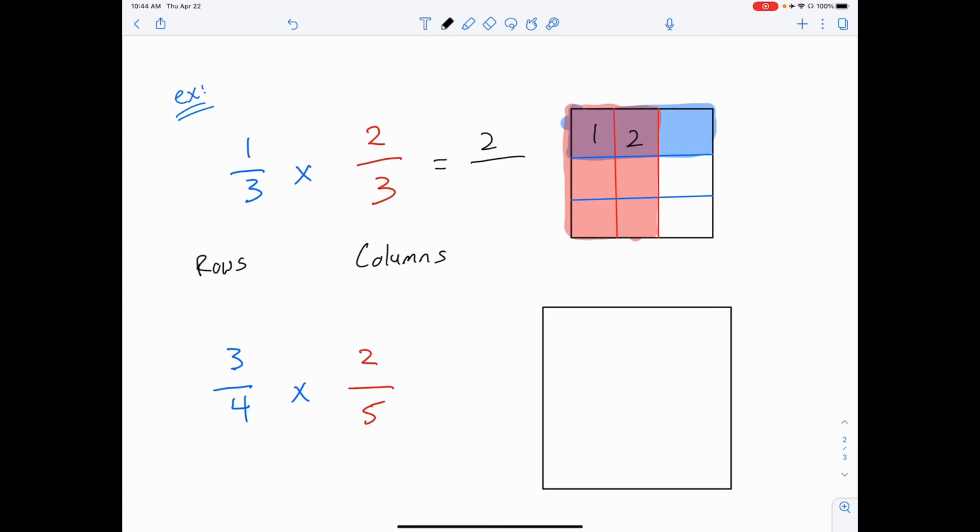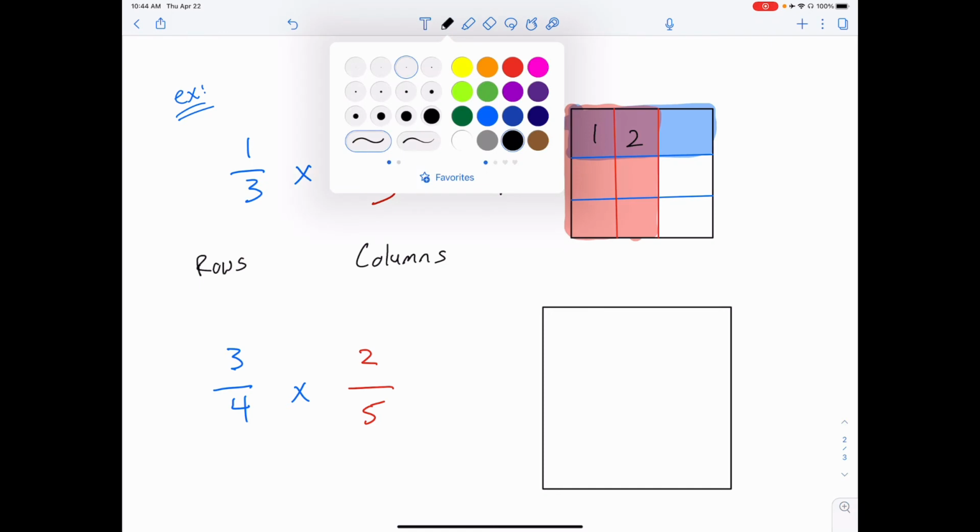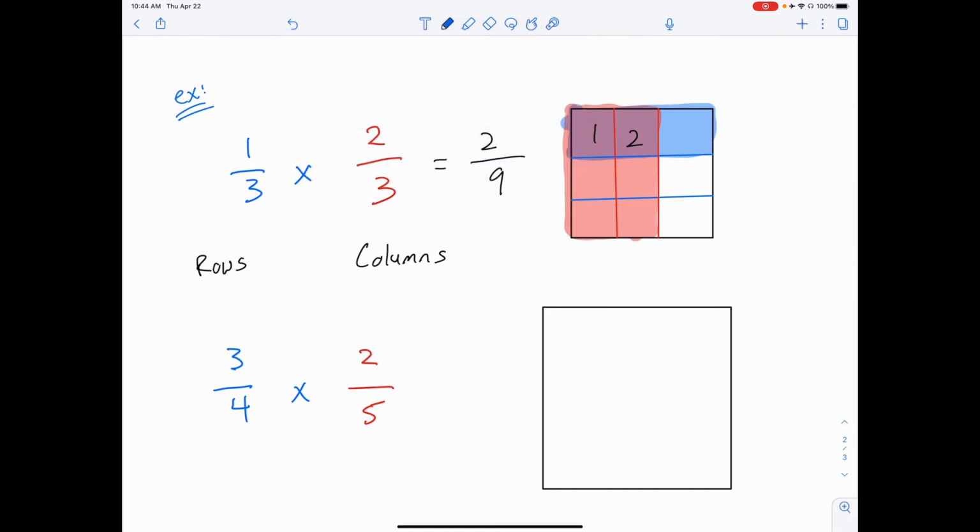Out of how many boxes are there in total now? There are now 9 boxes in total. So with our last example, same idea. We're going to, first of all, take a look at the rows, which is 3 over 4. So the 4 in the bottom tells us that we need to break it into 4 rows. To make 4 rows, you have to draw on 3 lines to try and make them relatively the same size.